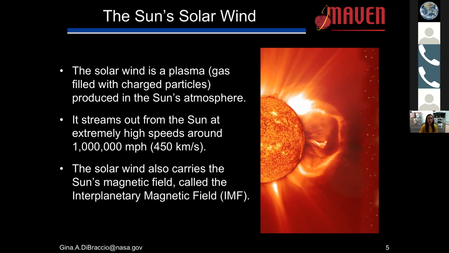The solar wind also carries with it the sun's magnetic field, and this is important when it comes to our research on planetary magnetospheres. And we call the sun's magnetic field the interplanetary magnetic field. So for the most part, I'll refer to it as the sun's magnetic field, but if you ever see the acronym IMF, that's what I'm referring to, the interplanetary magnetic field. And on the right here, we just have a really nice picture of the sun, and you can see some of the solar wind streaming away and some solar activity going on at the same time.